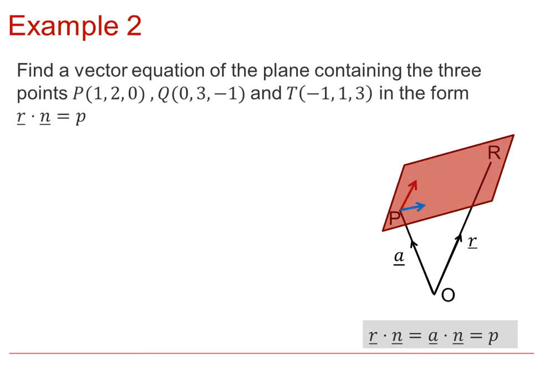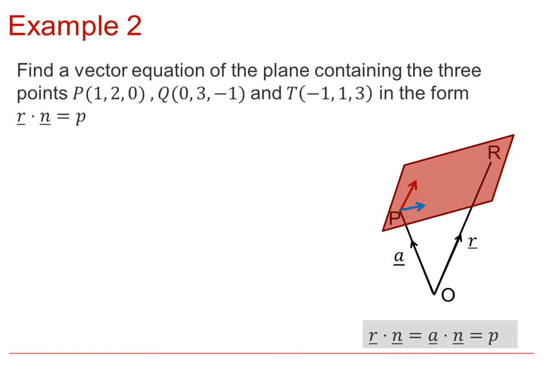In this example, we're asked to find a vector equation of a plane containing the 3 points P, Q, and T as given, in the form of r dot n equal to p. So if we can find two vectors in that plane from those 3 points, then we can use the vector product to find a vector that is perpendicular to both of them, i.e. the normal vector to the plane. You may remember the vector product was covered in an earlier video in the Vectors 3 series, and may be calculated by using your calculator or by formula.